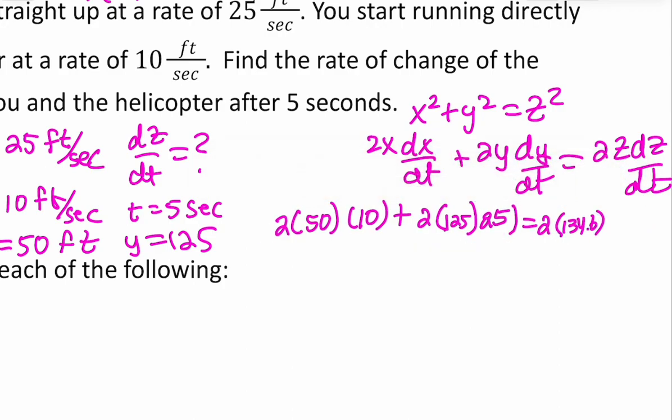So you'll notice that our only missing thing is the thing we were looking for, dz/dt. Now, if you add up all the junk here, following an order of operations, you get 7,250. And then if you multiply 2 times 134.6, you get 269.2. And then how are we going to get rid of that 269.2? We're just going to divide it off.